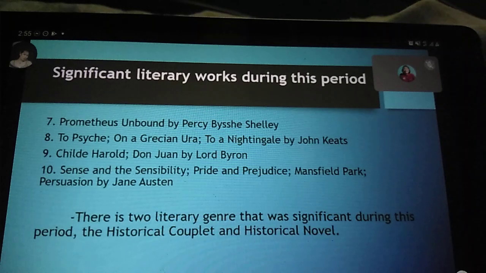First is the heroic couplet. Ang heroic couplet po ay yung pair of rhyming lines of verse that are self-contained in grammatical structure and meaning. And historical novel naman po is a novel that has its setting in a period of history and that attempts to convey the spirit, manners, and social condition of a past age with realistic detail.